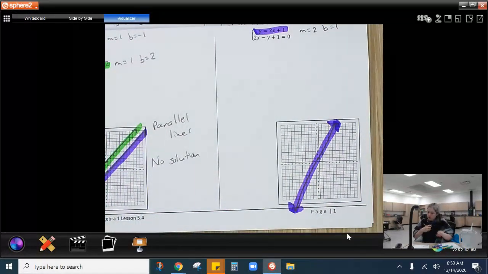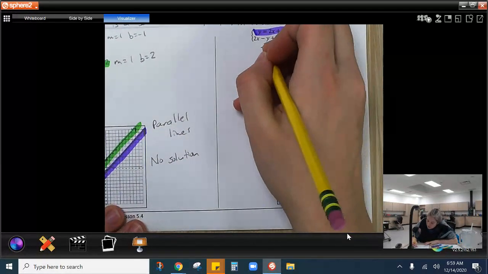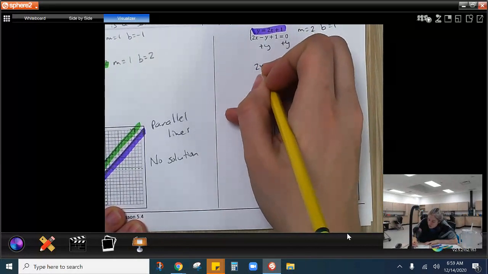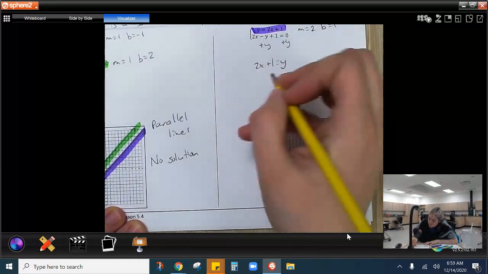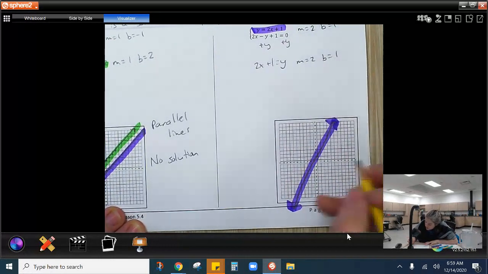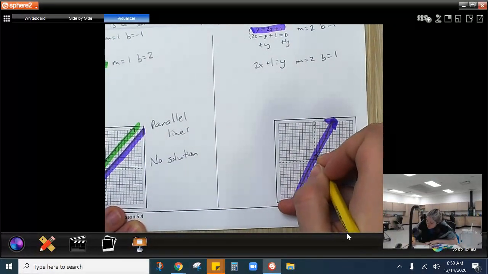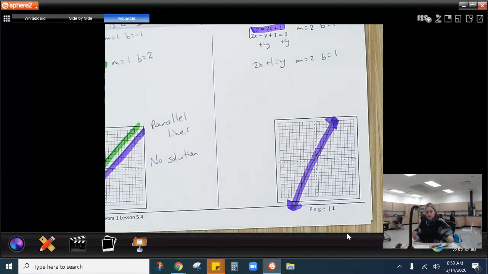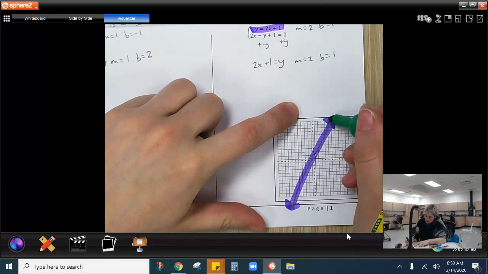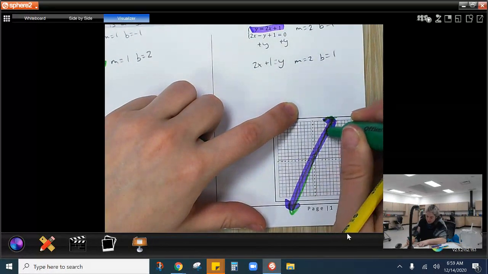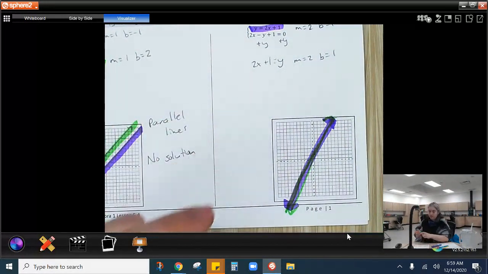All right, the next one. I'm going to add y on both sides because I think that's going to be easier to solve. So we have 2x plus 1 is equal to y. So that means we have a slope of 2 and a y-intercept of 1. So I'm starting here, and I'm going up 2, right 1, up 2, right 1. And you'll notice that those are, in fact, the same line.